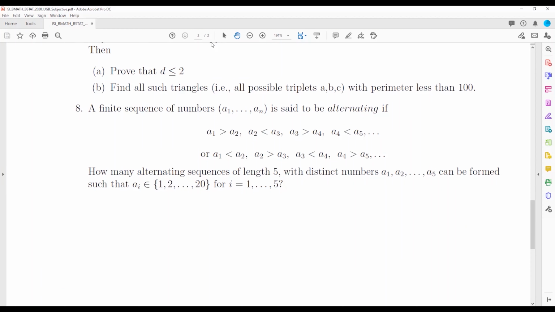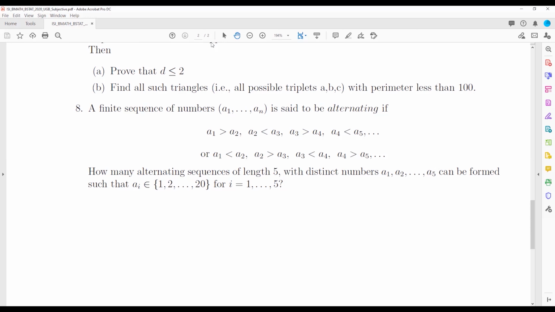Let's discuss problem number 8, and this problem was from combinatorics, and this was the toughest problem in the paper, and we have made it even tougher by generalizing the thing. So first let's understand the problem.